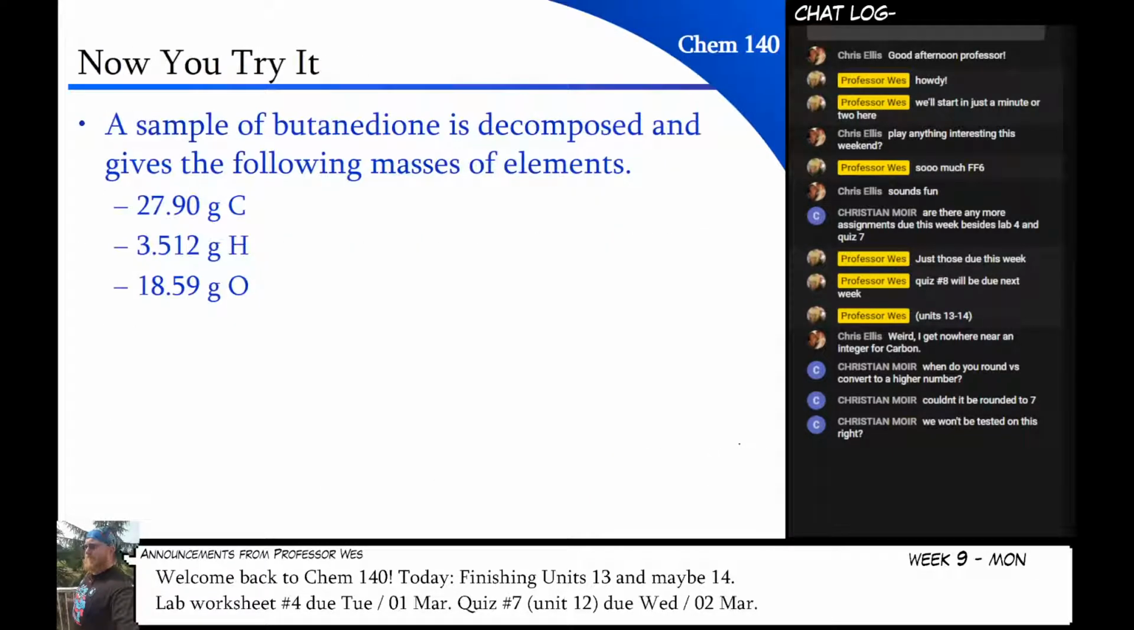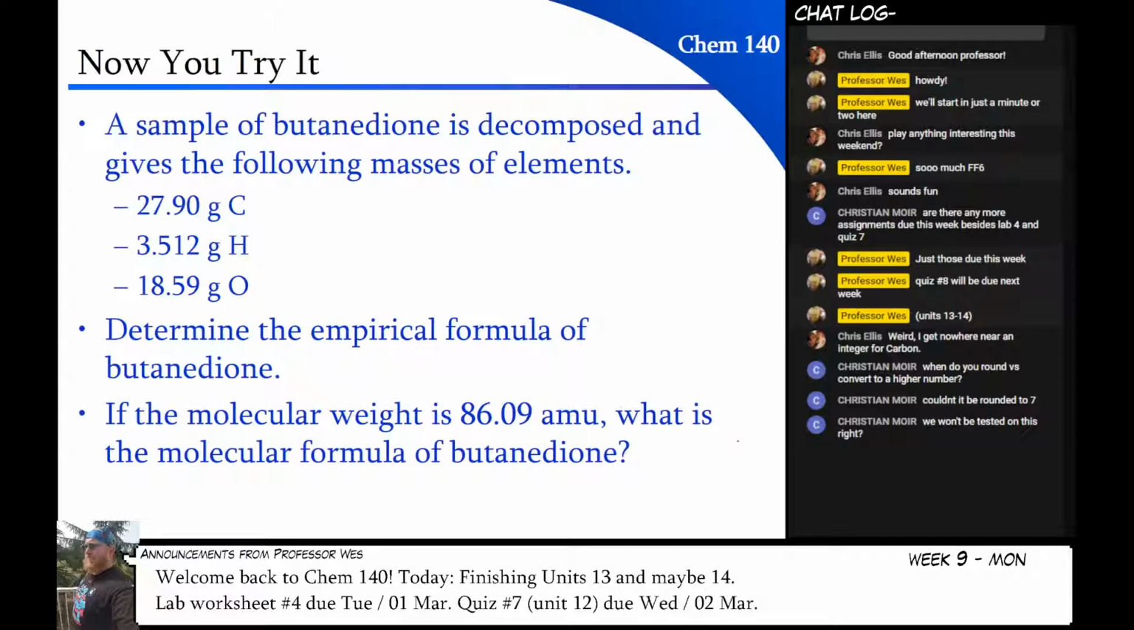All right, I'm going to give you an entire problem. Start to finish, I want you to tell me the empirical formula for this data set. Then I want you to tell me its molecular formula if the actual substance weighs 86.09 AMU. So step 1, figure out the empirical formula. Step 2, use the data that I've given you to calculate the molecular formula. Go ahead and do these 2 steps, and we'll go over the answer in about 6 or 7 minutes or so.